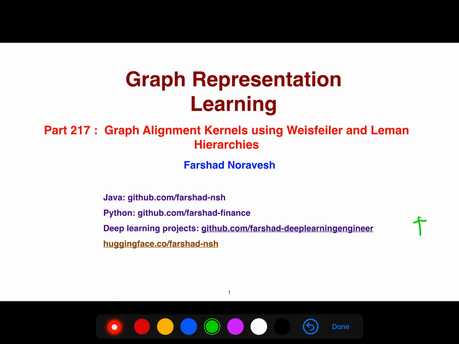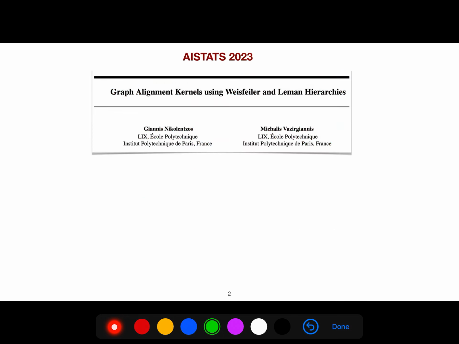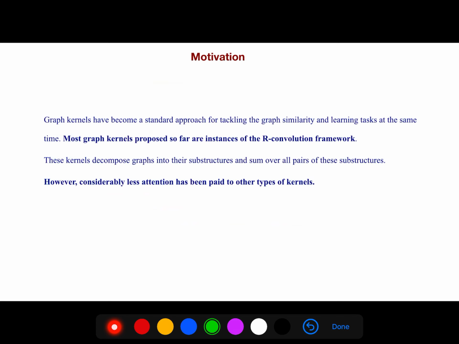Alright, so today I'm going to be explaining this important paper with the title Graph Alignment Kernels Using Weisfeiler-Lehman Hierarchies. This AISTATS paper is from 2023. Graph kernels have become a standard approach for tackling the graph similarity and learning task at the same time.